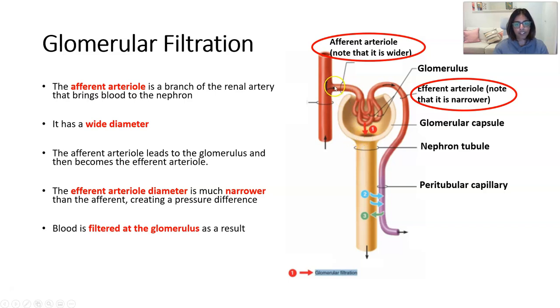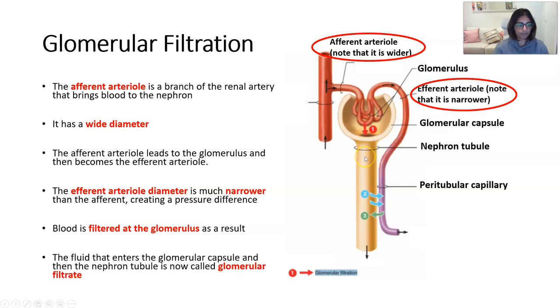Now, because we're increasing the pressure in the glomerulus, the blood is under pressure filtration, so the smaller components of the blood are squeezed out and we end up with filtrate leaving the blood and entering the glomerulus. So now what we have is the filtrate, which is known as glomerular filtrate. So this is process number 1.